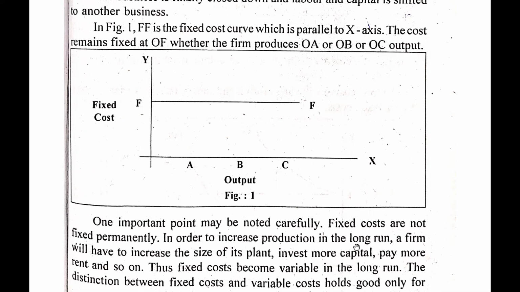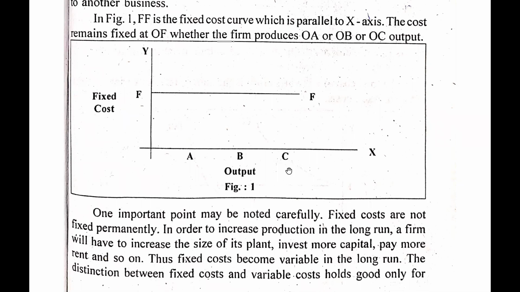In order to increase production in the long run, a firm will have to increase the size of its plant, invest more capital, pay more rent, and so on. The fixed cost becomes variable in the long run. The distinction between fixed cost and variable cost holds good only for the short run.